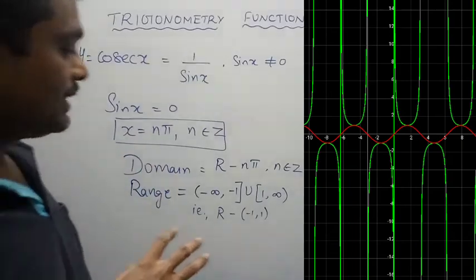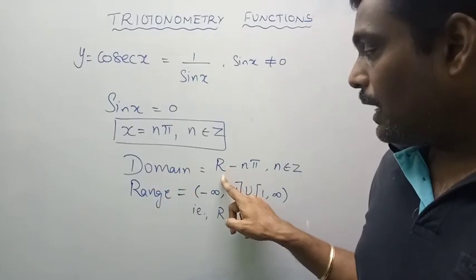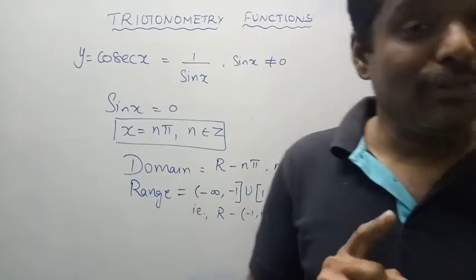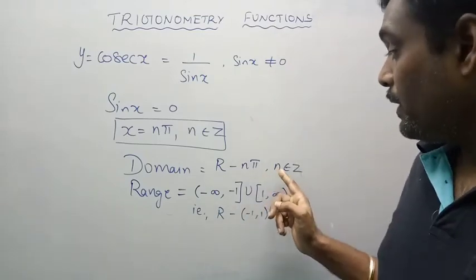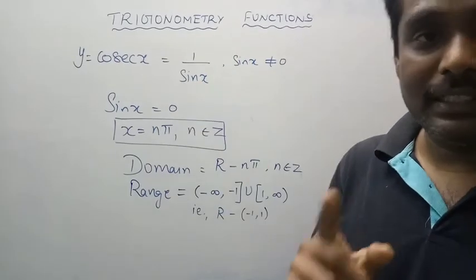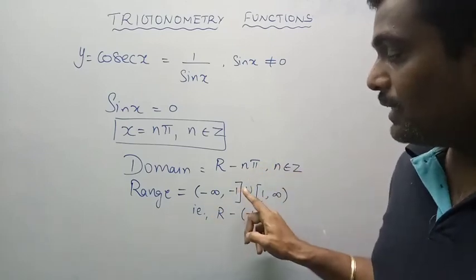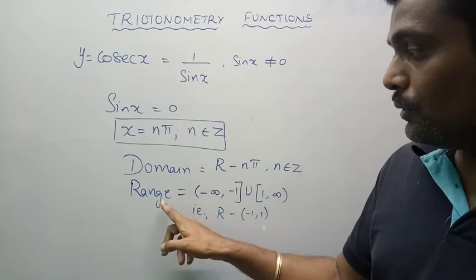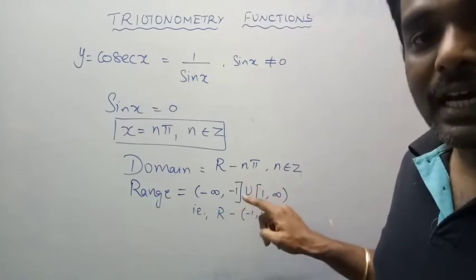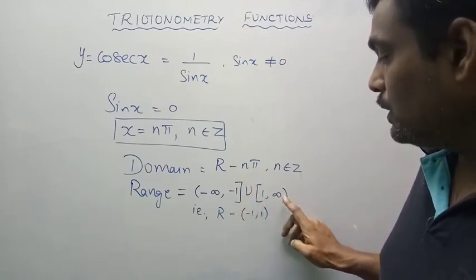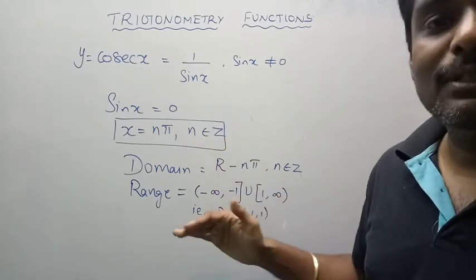So for cosecant x, it never lies between minus 1 and plus 1. The domain is the set of all real numbers except n pi. You must know why we remove n pi: when you give a multiple of pi, n belongs to Z, it becomes infinity, so it does not exist. And the range never lies between minus 1 and plus 1. So the range for cosecant x will be minus infinity open, comma minus 1 closed, and 1 closed comma infinity open, or the set of all real numbers except minus 1 and plus 1, because it never lies between minus 1 and plus 1.